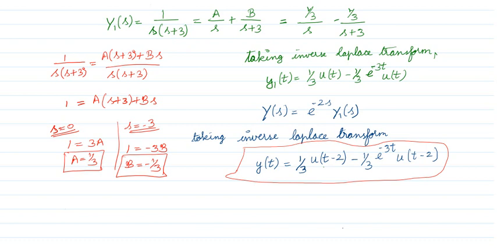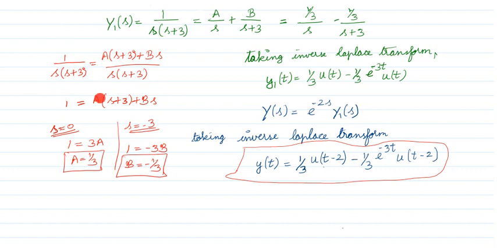I will take partial fractions. We have only simple poles or simple roots, so that is a by s plus b by s plus 3. How to compute a and b is given here. 1 by s into s plus 3, I can take it as a into s plus 3 plus bs divided by s into s plus 3. The denominator will get cancelled out. So this is the expression.